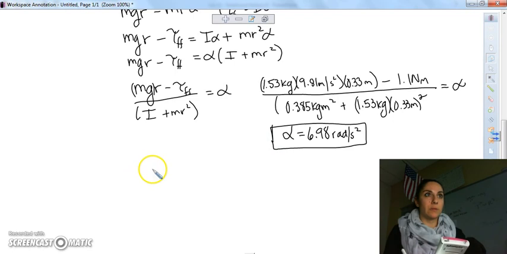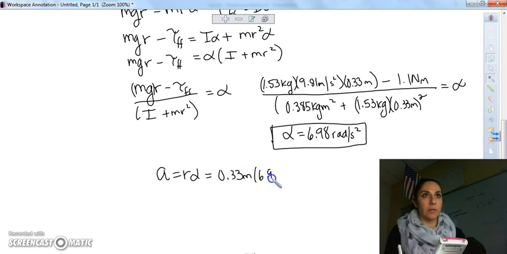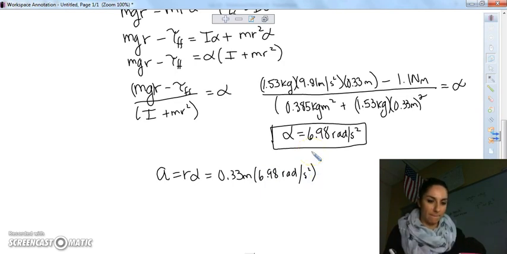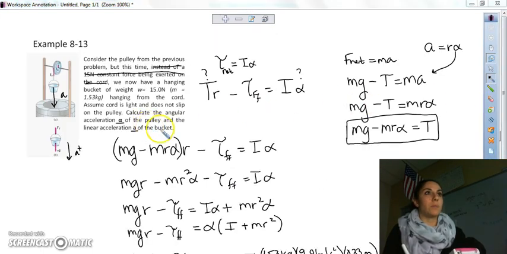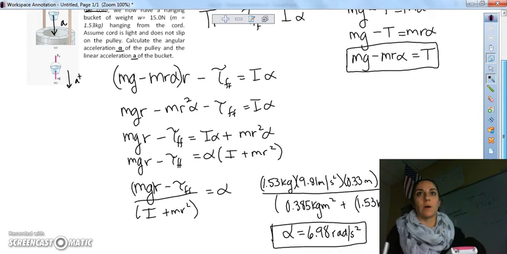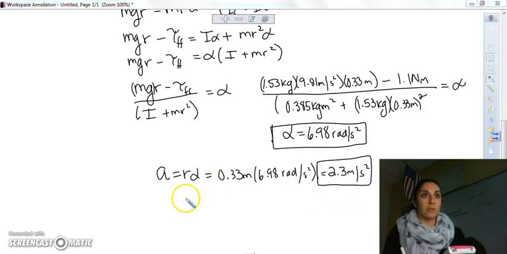All right, and then the next part, what's the linear one? Well, we kind of already related that. A is equal to R alpha. So now that we have alpha and R, this would be 0.33 meters times 6.98 radians per second squared, like this. So let's do that. And we get an acceleration of 2.3 meters per second squared. So that's how you can solve this pulley system using torque. And in this case, we include the torque involved in the pulley, as before we didn't, like that. So there you have it. This is our sample problem right here. Hope you enjoyed the video.